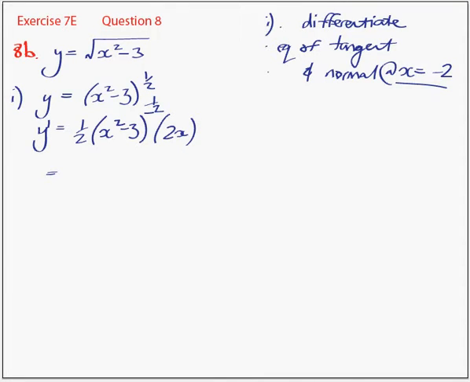I can see that the 2 from the 2x will cancel out the half. Half of 2x is just x. Leaves me with the x. The negative index says on the bottom of a fraction. The fraction half says it's a square root. So this is my derivative.